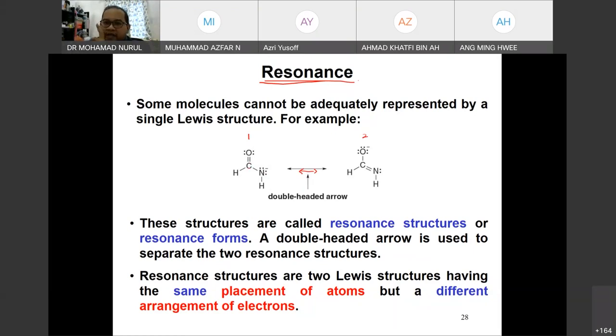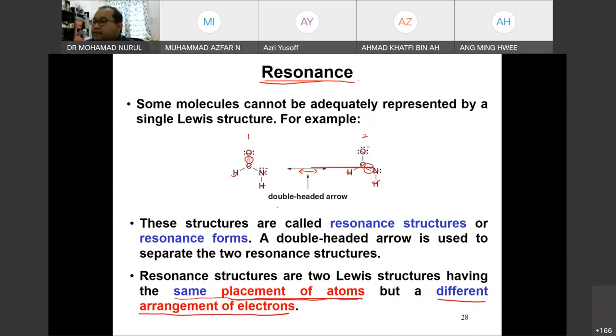In theory, we can observe this resonance structure, but in reality, we cannot capture it by representing only one structure. The resonance structures are two Lewis structures having the same placement of atoms, remember, same placement of atoms, but different arrangement of electrons. We check again: same placement of atoms, different arrangement of electrons. Correct, because this double bond has already moved to these positions.